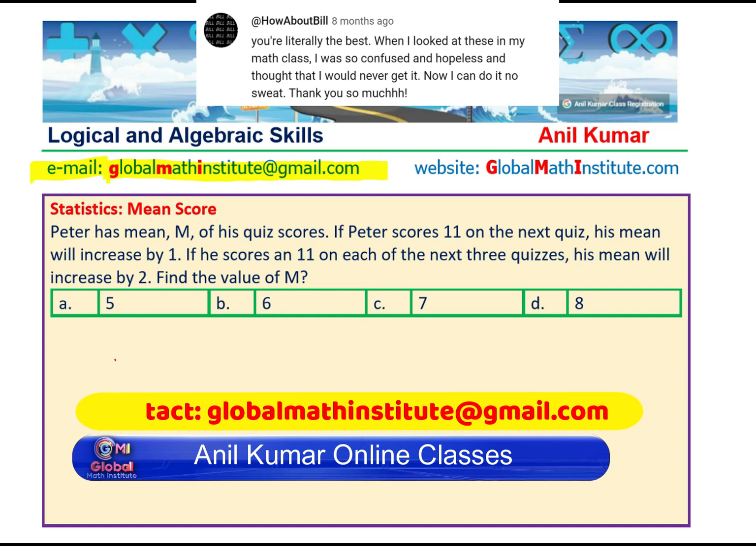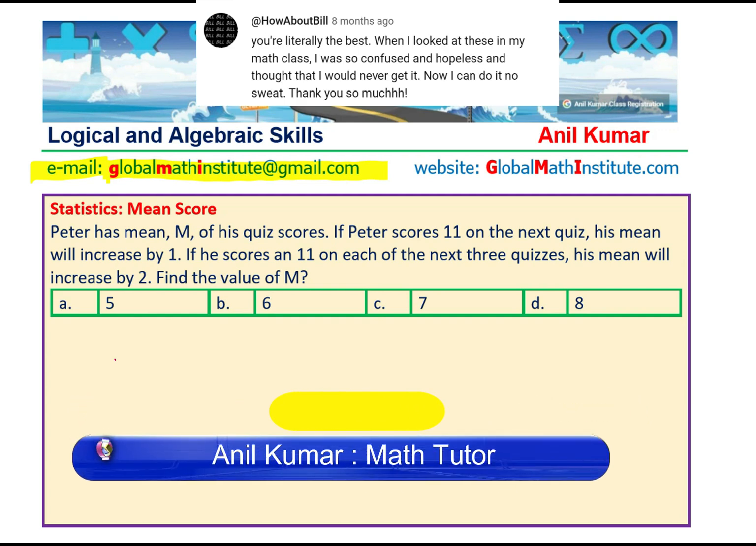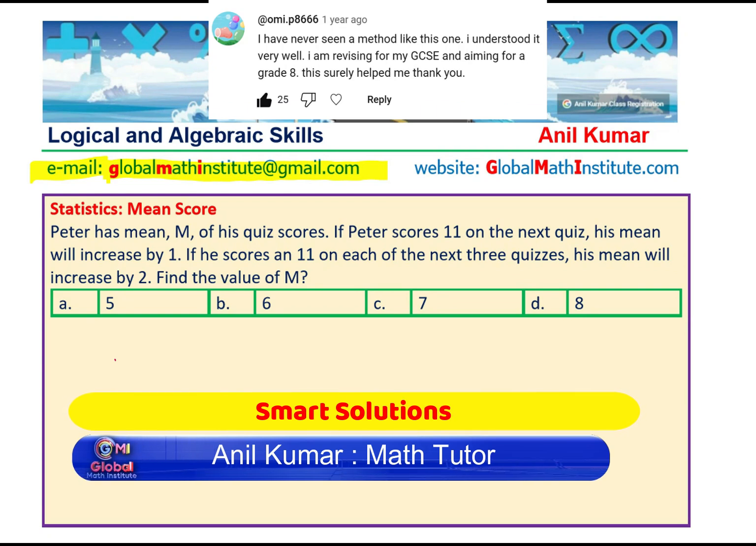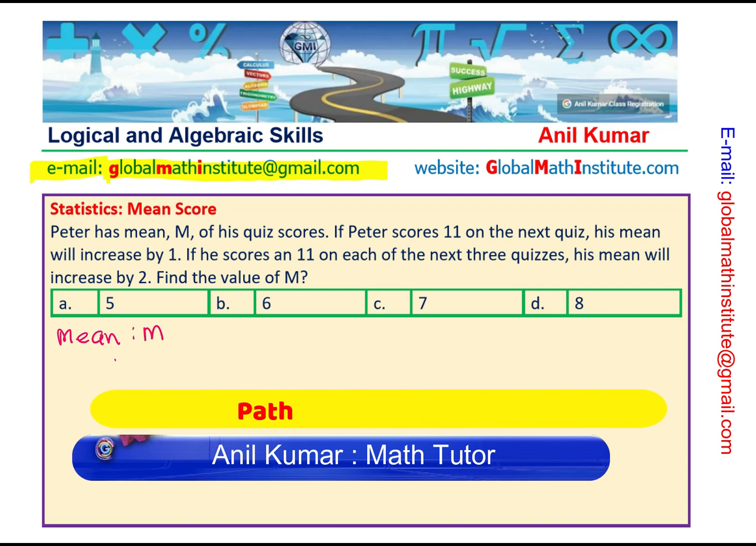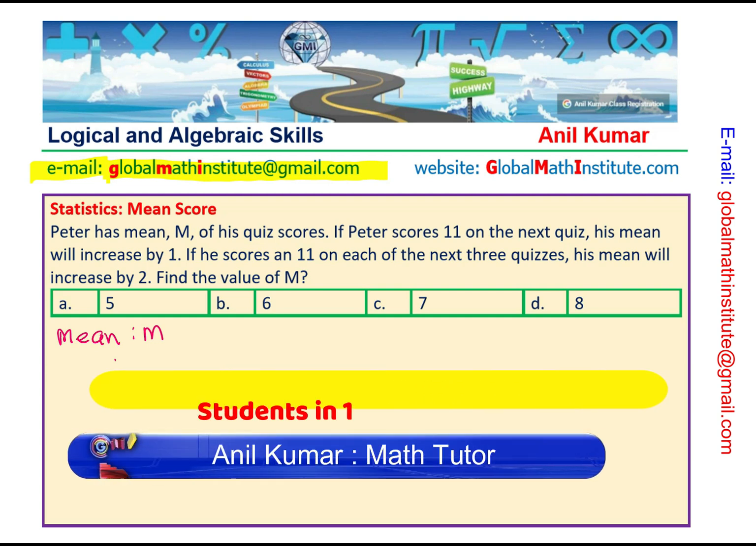So let's read the question once again. Define our variables. We're saying Peter has a mean of M of his quiz scores. If Peter scores 11 on the next quiz, his mean will increase by 1.